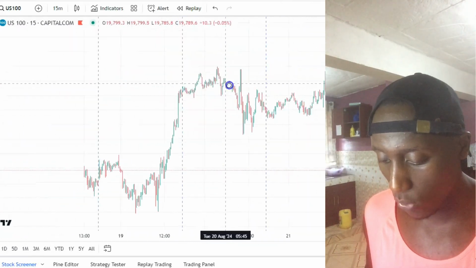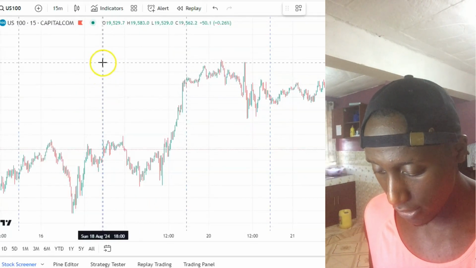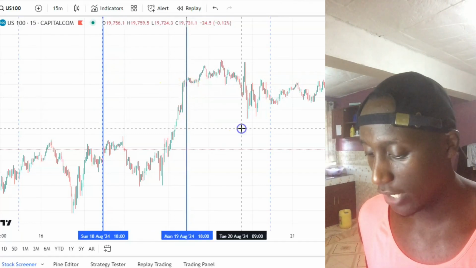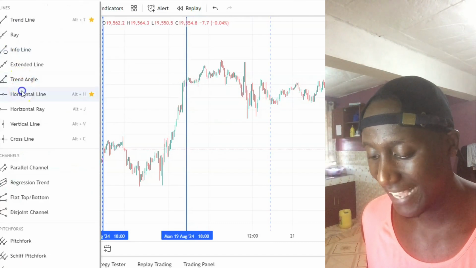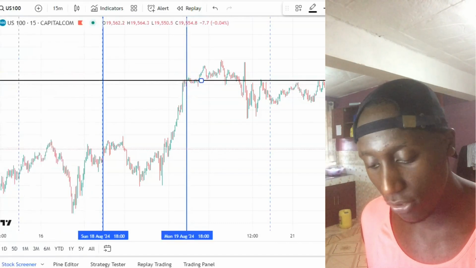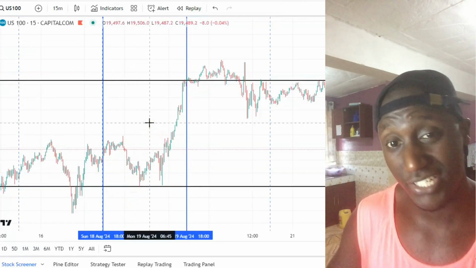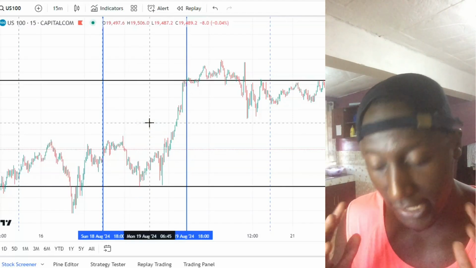So this is US 100 and we can see this is where Monday begins. So Monday is from that level to that level. All right, so the first step we do is just draw the high and the low of the day. Simple, on Monday. Now remember, we are not interested in trading on Monday. We are looking at what price is doing.